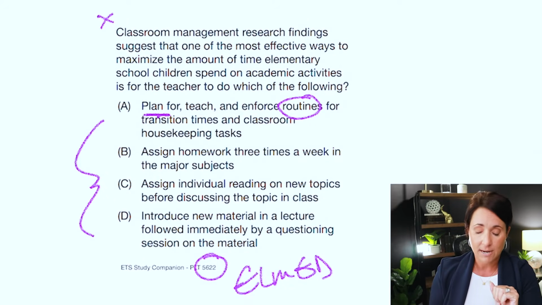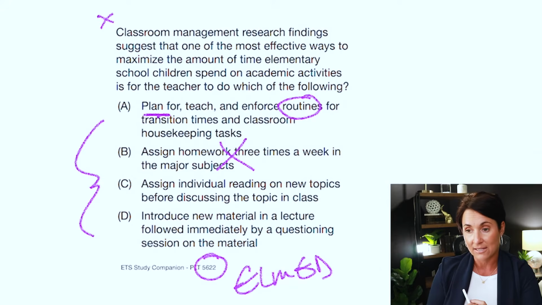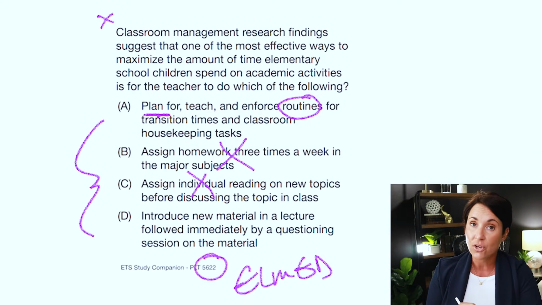B, assign homework 3 times a week. Right away, I'm crossing it off. According to our good words, bad words, this is part of the bad words list. Assigning extra homework is usually not the right answer. C, assign individual reading on topics before discussing the topics in class. Typically, individual reading is also the incorrect answer. Not all the time, but when you're talking about an overarching strategy, silent sustained reading or individual reading typically is not the correct answer. Is it good for other situations? Yes, but I'm going to cross it off here unless the question stem leads me to that. But B and C are coming off my list.